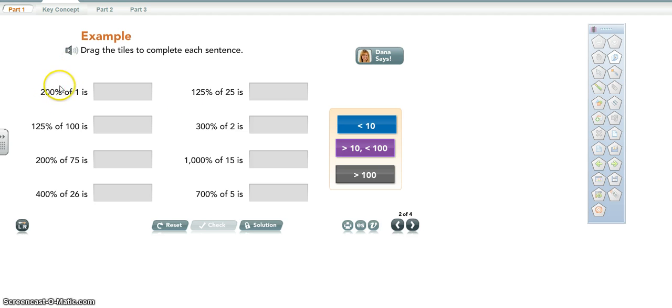Okay, so if we have 200% of 1, 200% of 1 is like having twice 1, or having 1 2 times. Would that be less than 10, greater than 10 and less than 100, or greater than 100? 200% of 1 is just 2. That's definitely less than 10. Go ahead and try and see if you can determine the others. Is the amount really small, kind of in the middle, or really big? Pause the video, see what you think for each one, and then play the video to check your answers.